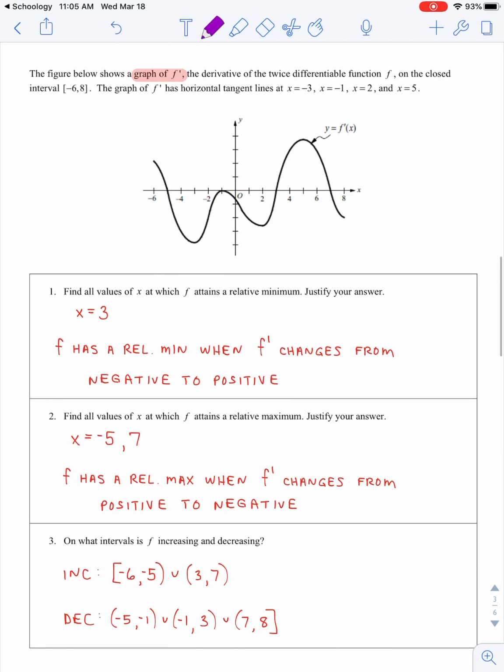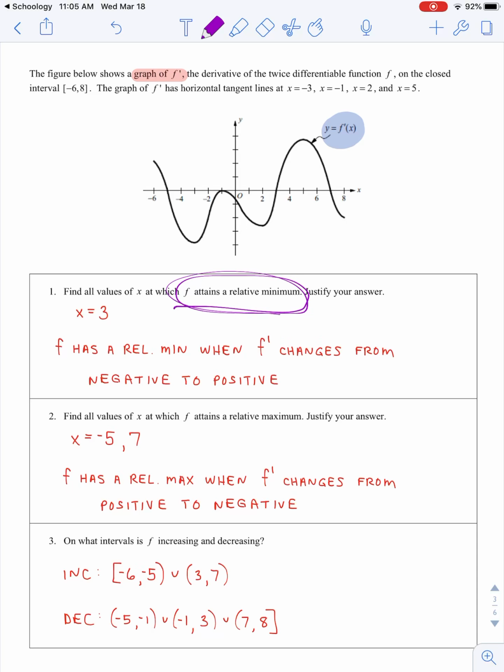So same idea again down here. Pay attention. What is this the graph of? It is the graph of the derivative. The graph of the derivative. So we're going to have to use those to explain and justify. So number 1 says, where does the function have a minimum?